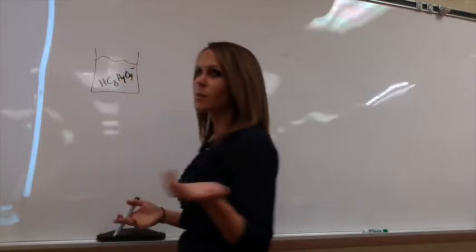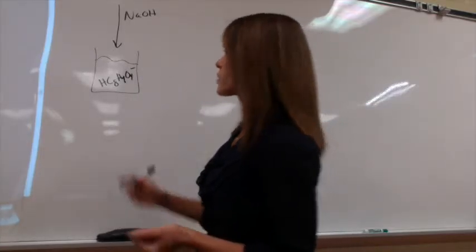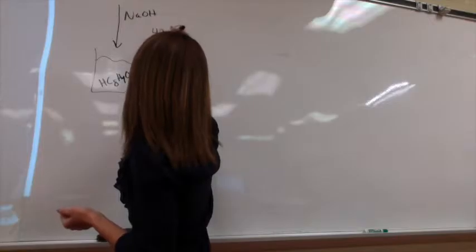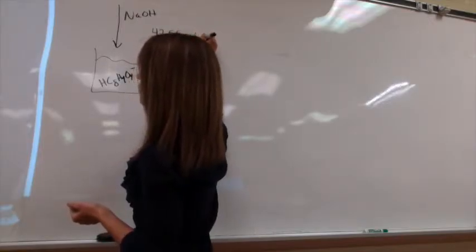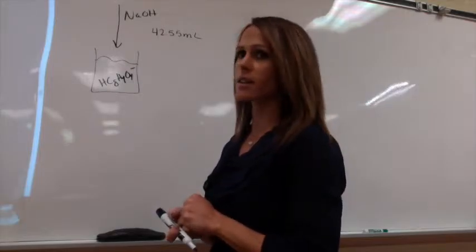So this is what's floating in there, my HC8H4O4 minus, right? Because the potassium is just going to dissociate. And then it was used to standardize the sodium hydroxide. So that means that the NaOH is in the burette. It says the endpoint was reached after 42.55 milliliters of this titrant, sodium hydroxide, were added. Find the concentration of sodium hydroxide.